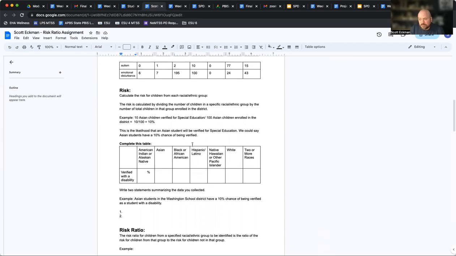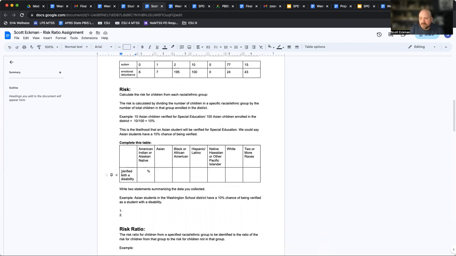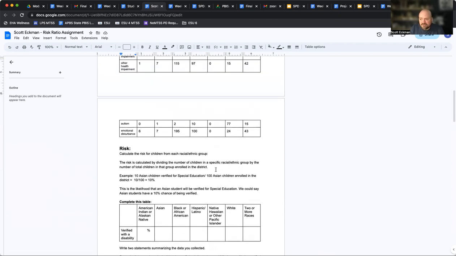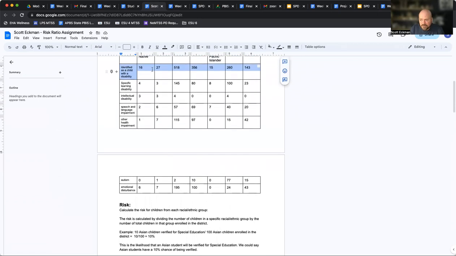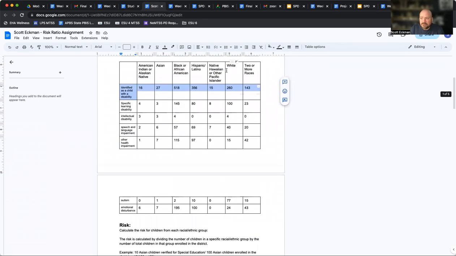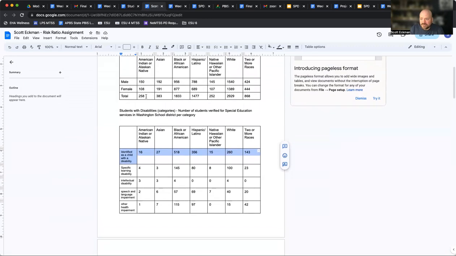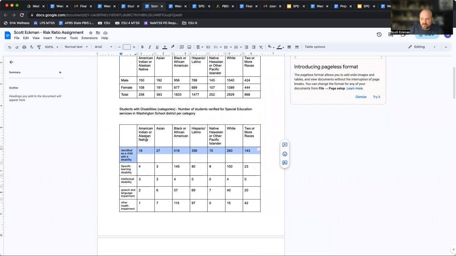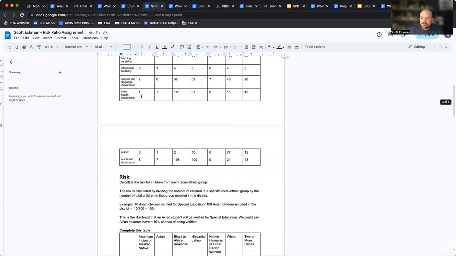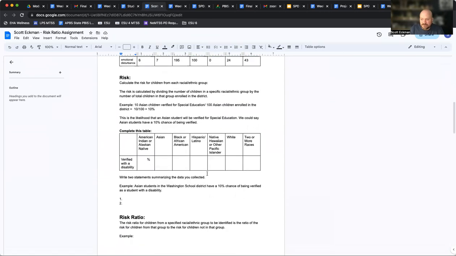So your first table you're going to complete is the verified with a disability. You're going to take this number here that I have highlighted, and you're going to divide it by this number, the total for each racial ethnicity group. So you would take 16 for American Indian or Alaskan Native and divide it by 258, and then you would come up with a percentage here.